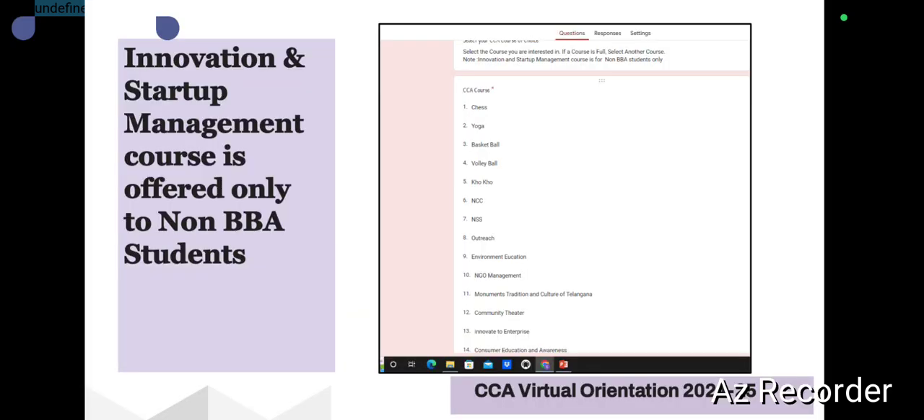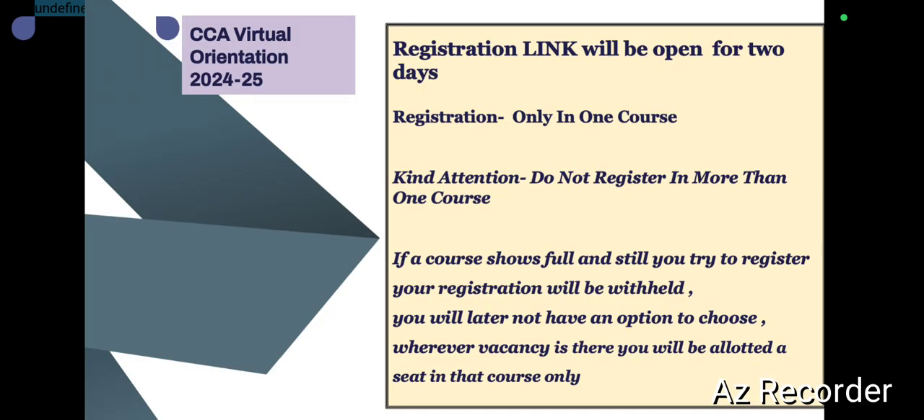Another important point to be noted is that the innovation and startup management course is offered only to the non-BBA students. So the first year BBA students are not eligible to register for this course. They can opt from the remaining 13 courses. The registration link will be open for 2 days, and students are supposed to register only in one course. Do not register in more than one course.